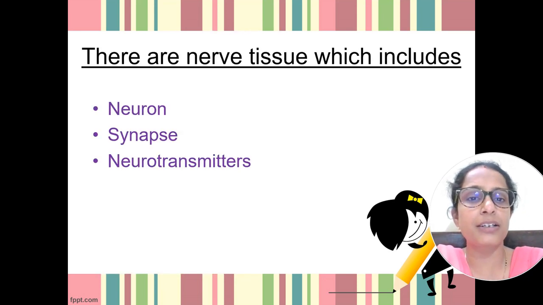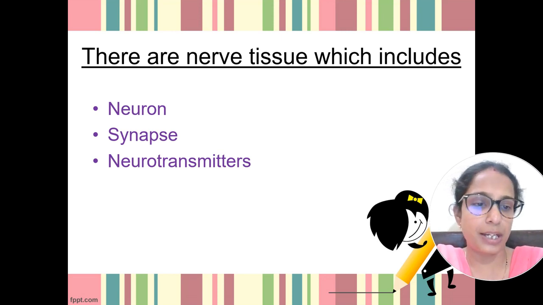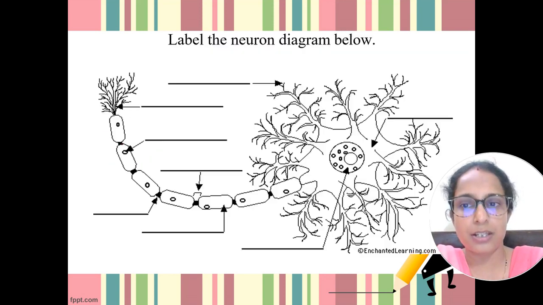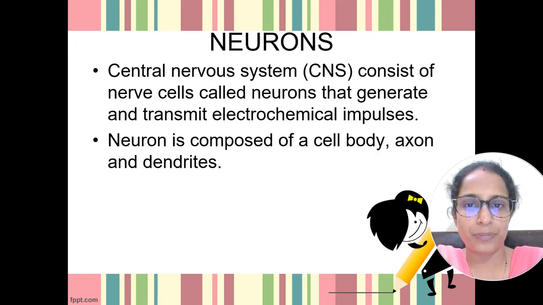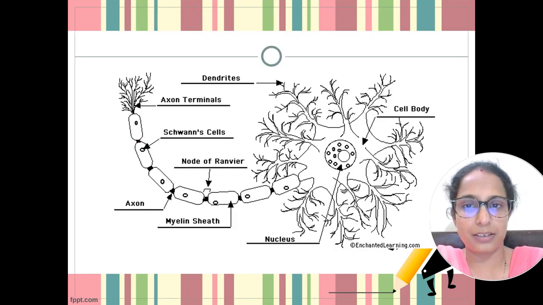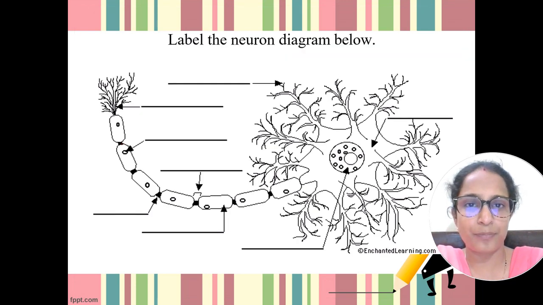Now we are moving to the nerve tissues that are there in our brain. So that is neuron, synapse and neurotransmitters. Three things are there: neuron, synapse and neurotransmitters. So first we will discuss the neuron, those particular neurons. So how they look like.